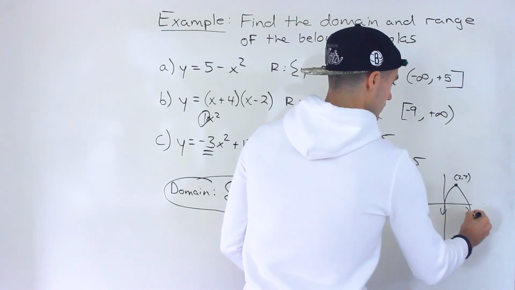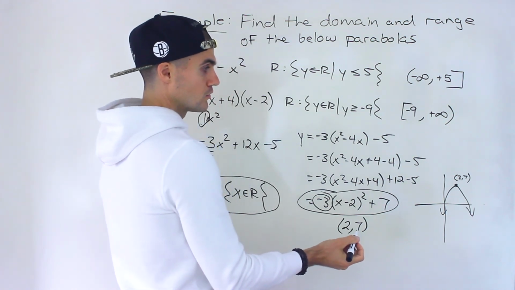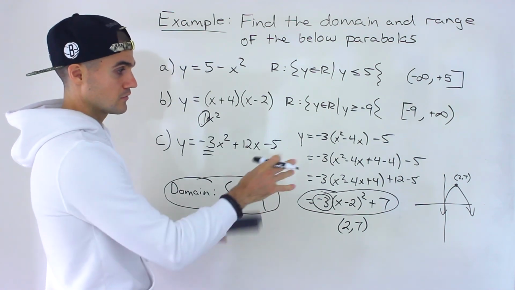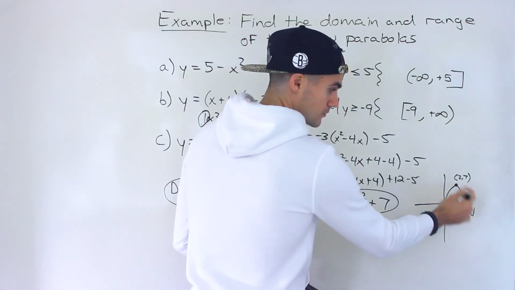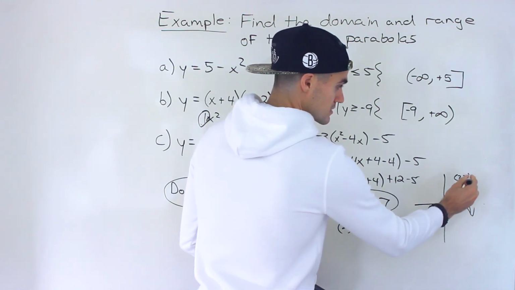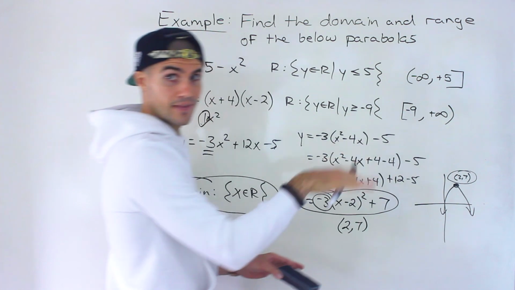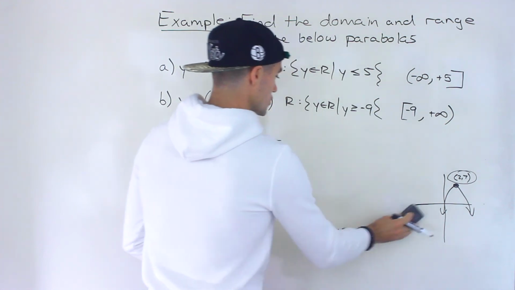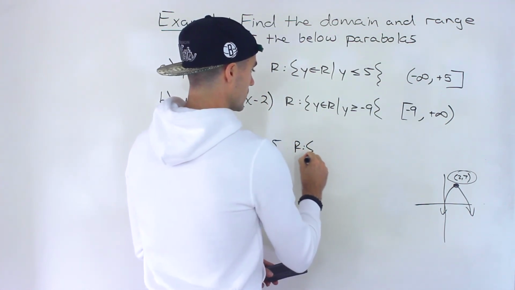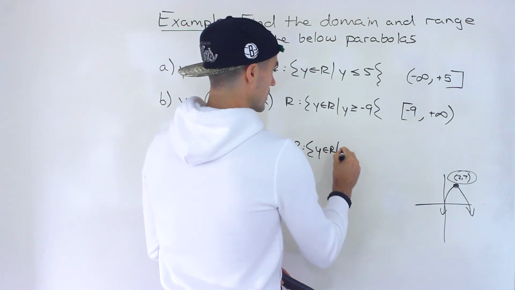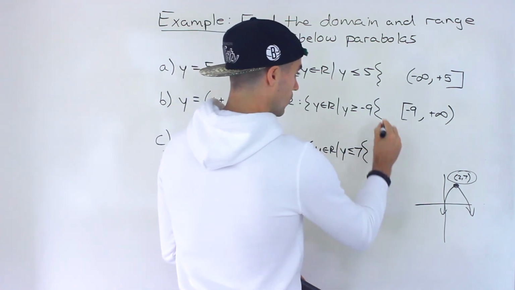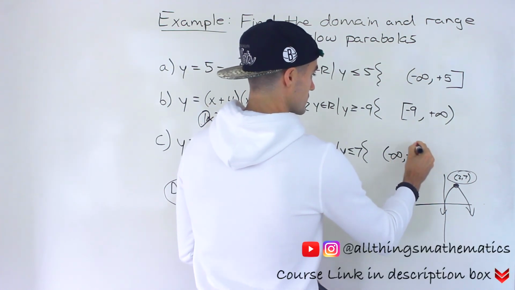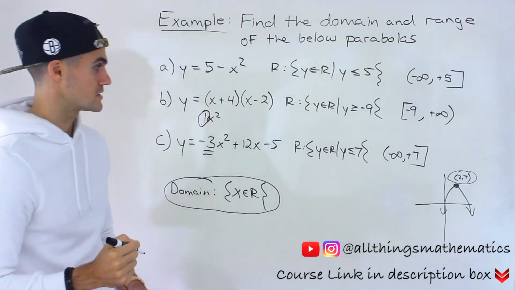And that's all we need to know for the range. All the y values have to be less than or equal to 7. We don't even need to know what the x-intercepts are or the y-intercept or how it's going to look down here. We just need to know the vertex and that it's opening down. And that's enough information to get the range. So the range here would be y can be any real number, but it has to be less than or equal to +7, or in interval notation from -infinity to +7 inclusive of that +7.